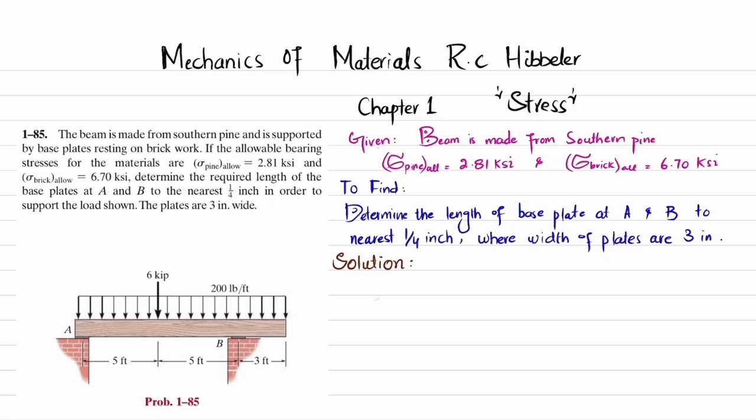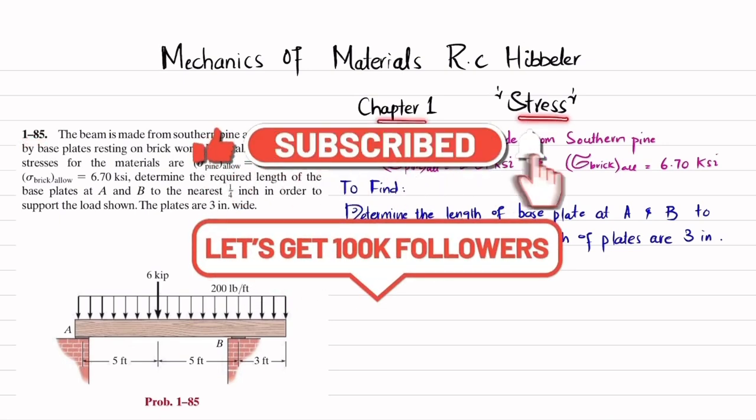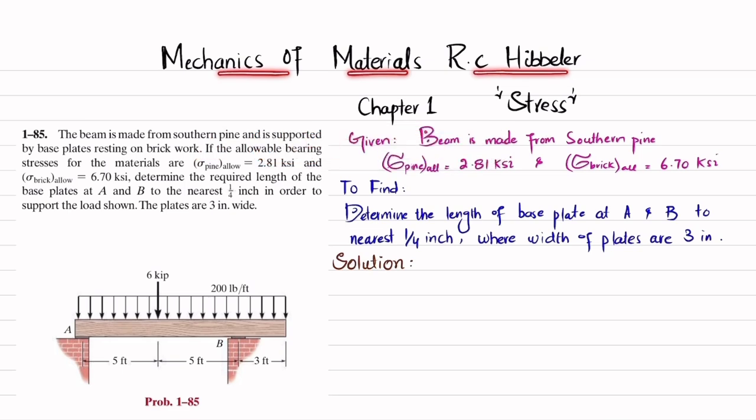Welcome back. In this video, we are going to solve problem 1-85 that is taken from chapter number 1, stress, and the book name is Mechanics of Materials by R.C. Hibbeler. So the statement is: the beam is made from southern pine and is supported by base plates resting on the brickwork. If the allowable bearing stress for the materials is 2.81 ksi for pine, and for brick, the allowable bearing stress is 6.70 ksi, determine the required length of the base plates at A and B to the nearest 1/4 inch in order to support the load shown. The plates are 3 inch wide.